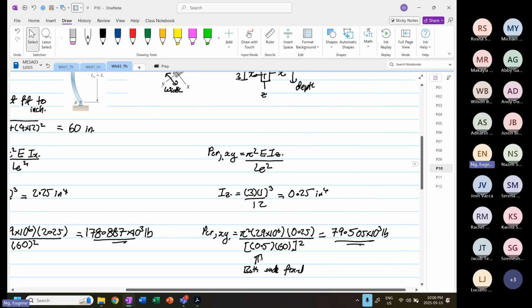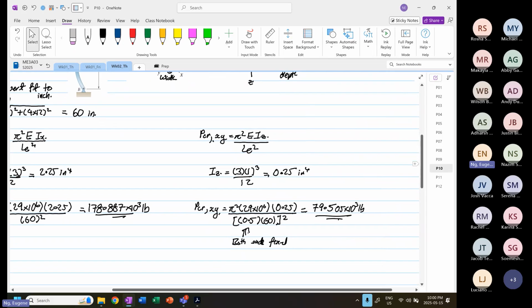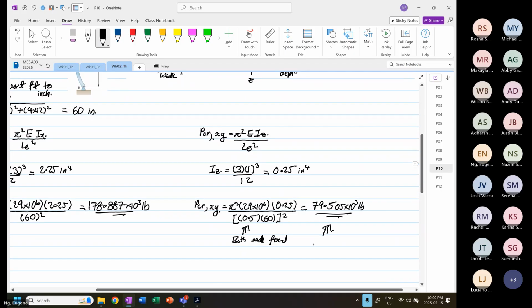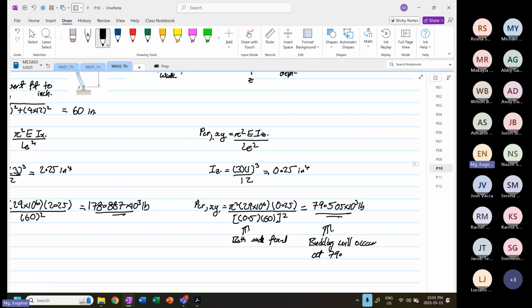So what will happen is buckling will occur at 79.505. Now you pick the lower load.